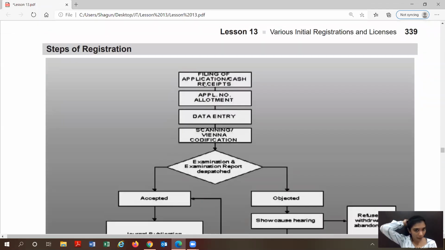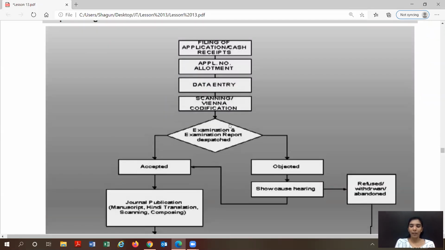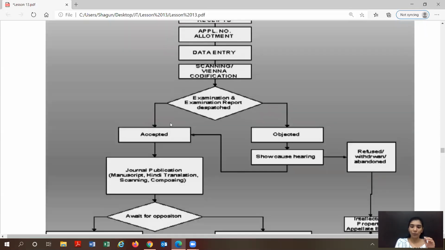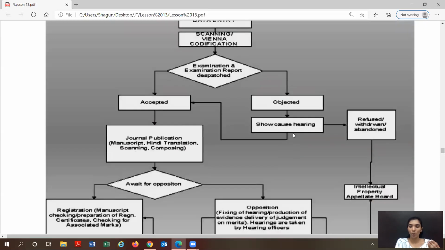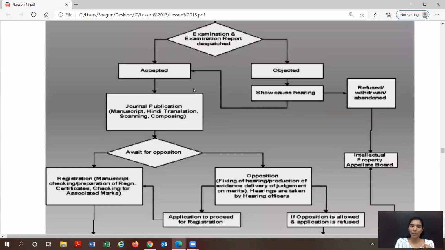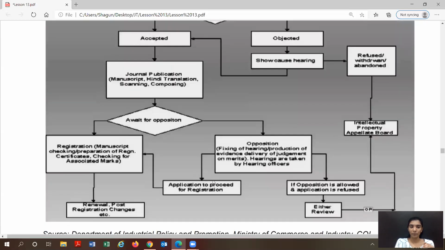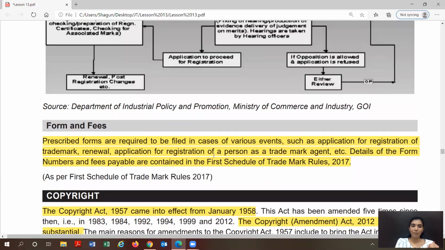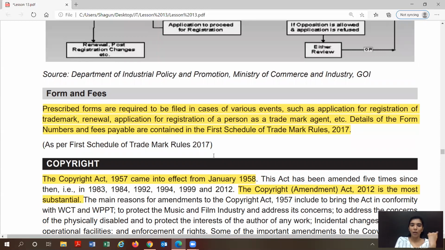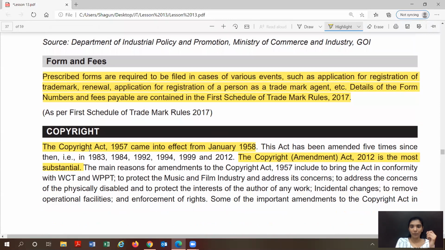इसका प्रोसेस क्या होता है? You have to apply for registration of the trademark, then one application number will be given to the allottee. फिर उसका स्कैन होता है कि एग्जिस्टिंग ट्रेडमार्क तो नहीं है ना वो नेम का. फिर या तो वो एक्सेप्ट हो जाता है ट्रेडमार्क, या ऑब्जेक्ट होता है. अगर ऑब्जेक्ट होता है तो आपकी एक शो कॉज हियरिंग होती है. अगर वो रिफ्यूज हो गया तो आप अपील कर सकते हो, otherwise your trademark will be accepted. Forms and fees: prescribed forms are given under the Trademark Act and the rules for making a trademark application.